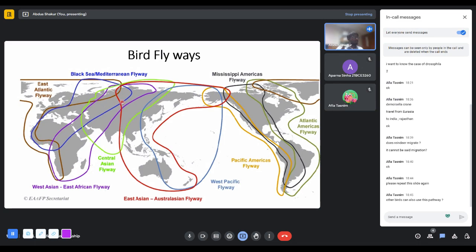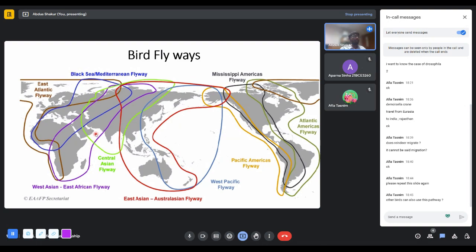These are not solid routes. These are roughly drawn lines for our easy understanding. They use these routes to go to and fro. It's not just a single bird. There can be 100 birds, 100 species that use a certain pathway. There is no fixed number of how many species use which pathway.